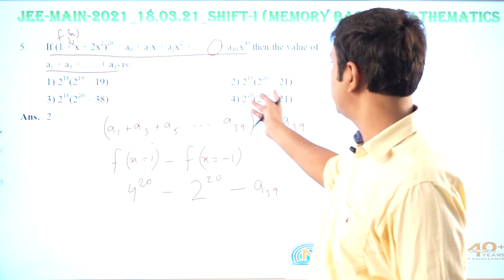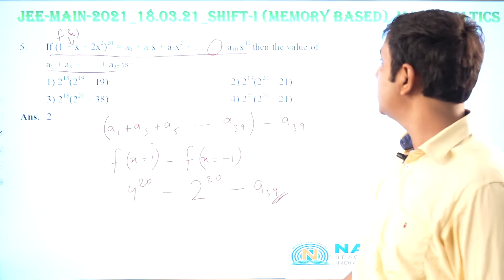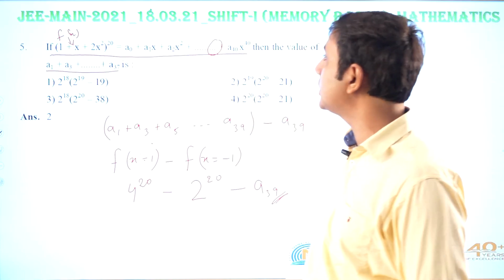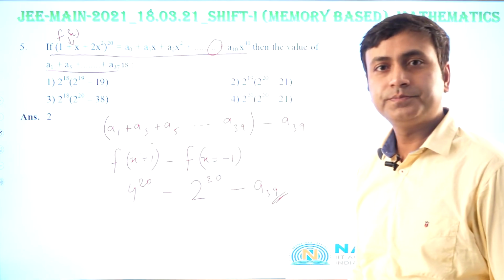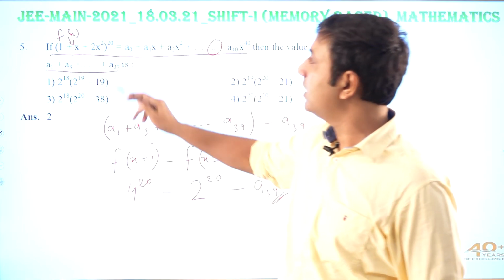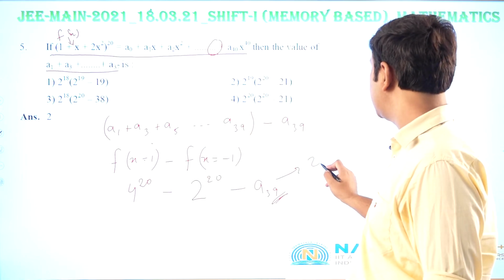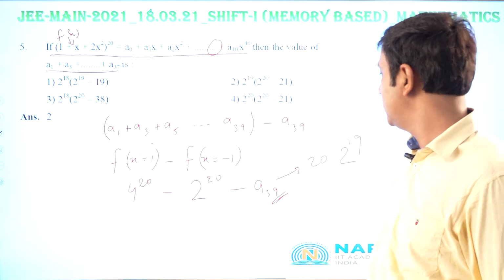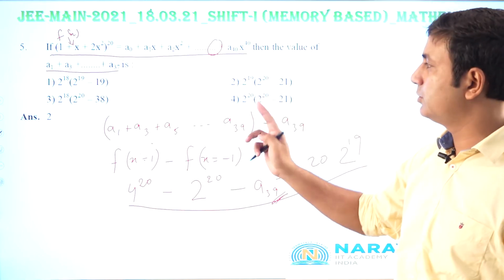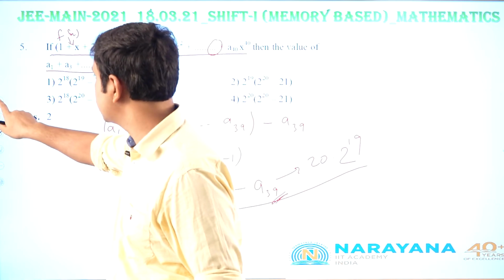Now what I have to do is, since all four options look like that only, I have to find the value of A39. So what will be A39? A39 will be the coefficient of x power 39, the second largest coefficient. The largest coefficient, obviously A40, is 2 to the power 20, and A39 has 2 to the power 19, and due to repetition the binomial coefficient is 20. So A39 is 20 into 2 to the power 19. You substitute in this, we will get option 2, we will mark it. There might be some mistake somewhere, but due to memory we can easily mark the option after this information. Let's move on to the next question.